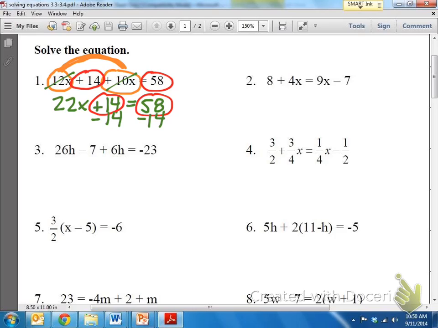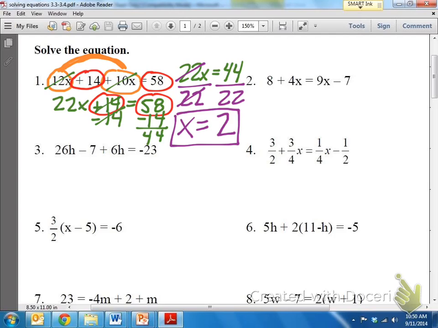And when I do that, the 14s cancel on the left. I have 22x. Now, 58 minus 14, different sign, subtract. 58 minus 14 is 44. And now, of course, many of you see what we do now. To get x by itself, we divide by 22. And that will give us x equals 2 as my answer.